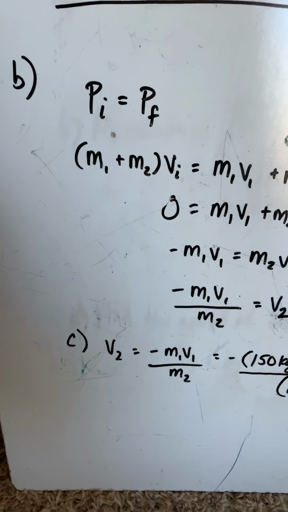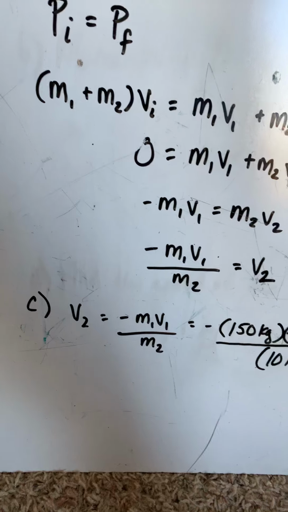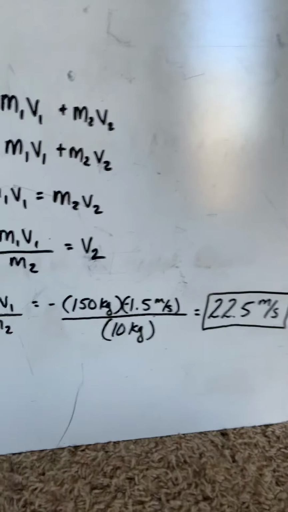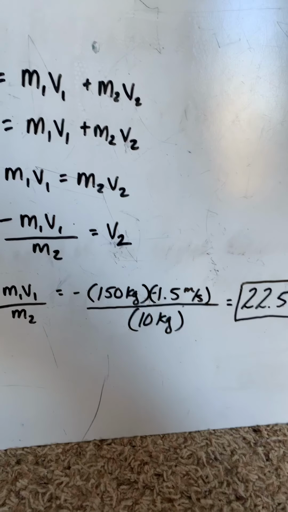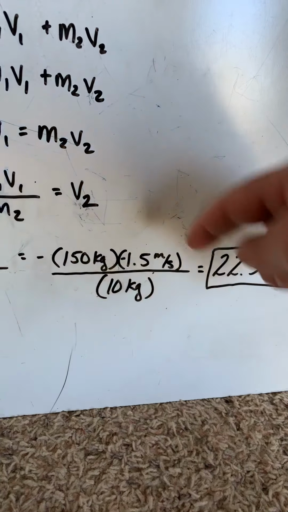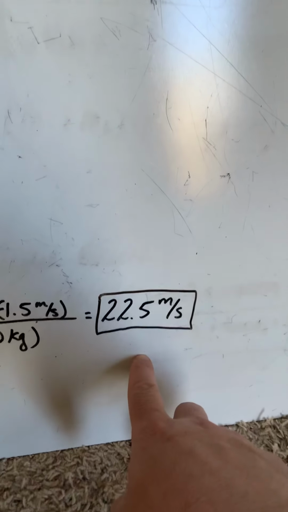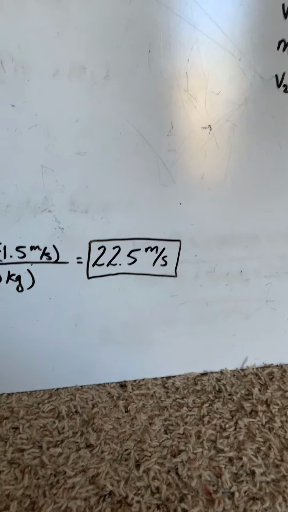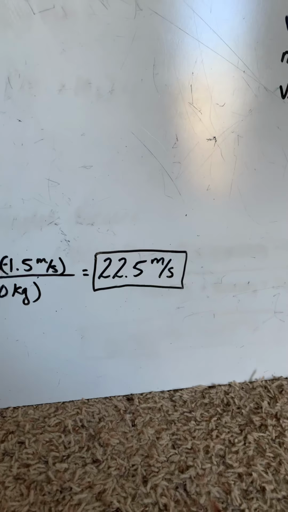Part C, go ahead and figure out the velocity. So again, I'm using that same formula that I just had. V2 will be negative M1V1 over M2. I plug in my values. Again, my velocity has to be negative because it's moving in the negative direction. So I plug in again my values, M1, V1, M2. Do math, solve, I get my final velocity. And again, make sure that it's positive because it has to be in the opposite direction of the cannon, which gives me my 22.5 meters per second.